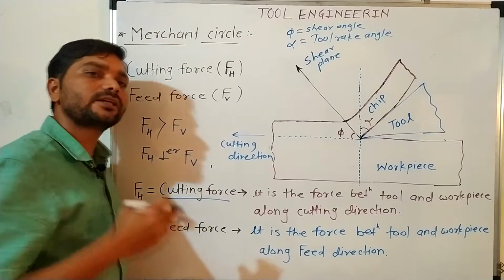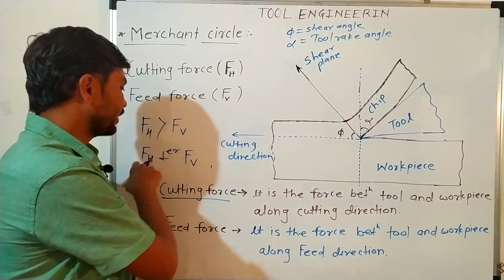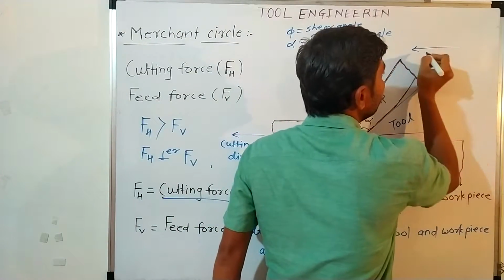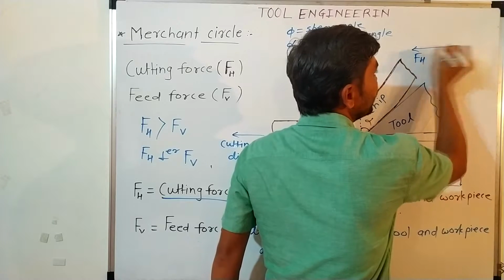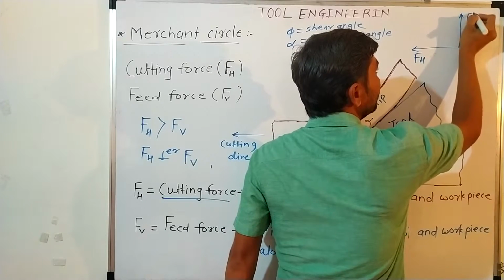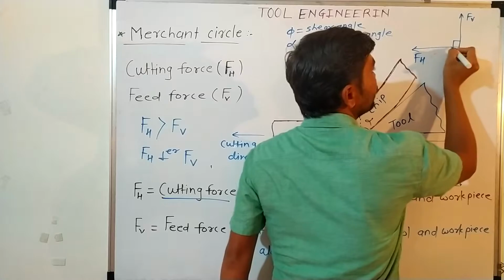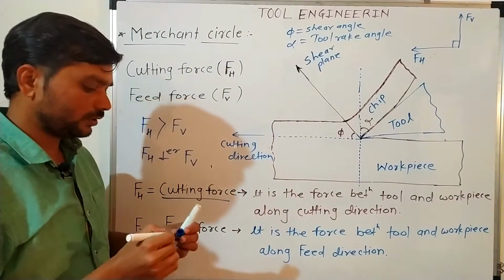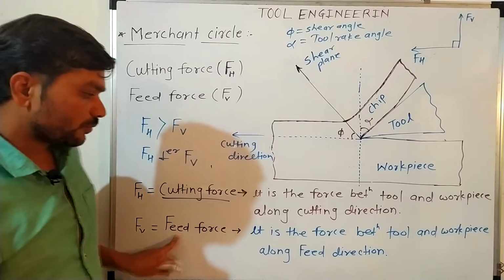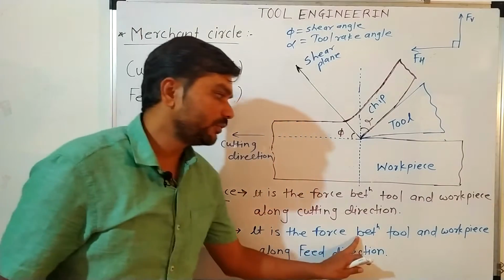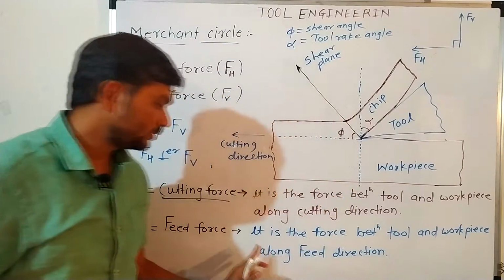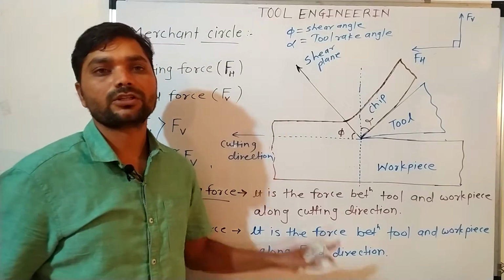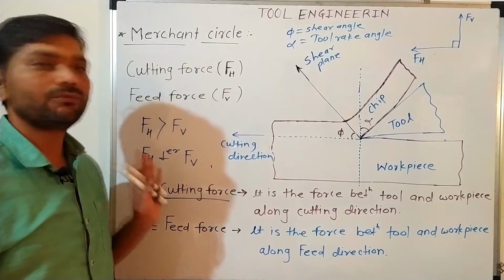This feed force is exactly perpendicular to the cutting force. If we draw one figure, this is our FH cutting force, and this cutting force is exactly perpendicular to the feed force. So this indicates FH is perpendicular to FV. Then we will see the feed force. Feed force means what? It is the force between the tool and the workpiece along the feed direction. Along the feed direction we get the feed force.